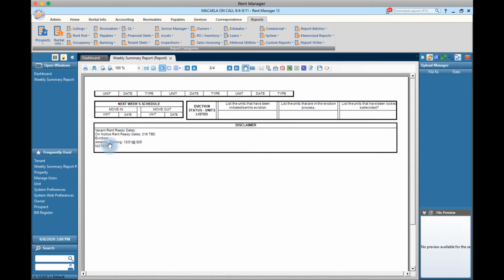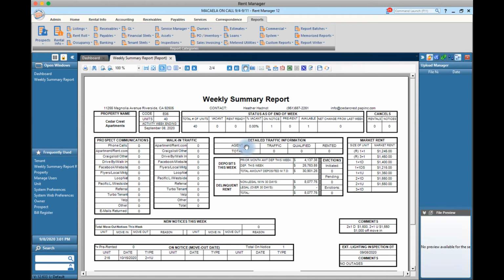So maybe applicable notes would be, if you had a rent ready date that just needed to be pushed back for some problems with the reno, you can put those notes in here. So that is how you understand the weekly summary report. What we can do is pull a couple more and walk through those just so you can get a feel for reports that show different information.